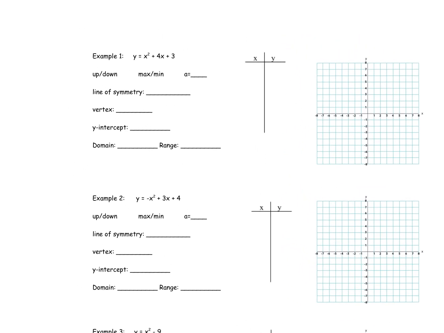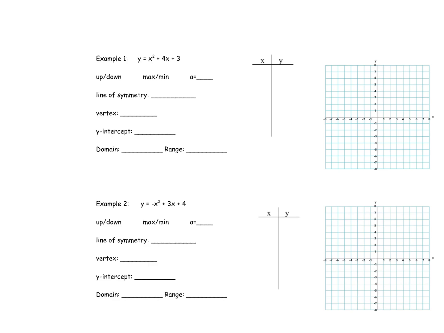All right, so let's look at an example here. We've got y equals x squared plus 4x plus 3. Well, the first thing I can do is look at this equation and see that my a is positive. So that means this is going to open upwards, and that means our vertex would be a minimum. And our a is 1. It's just the implied 1 in front of the x squared.